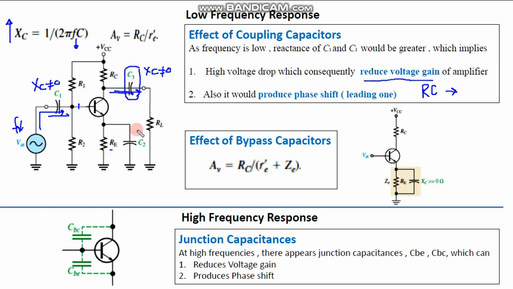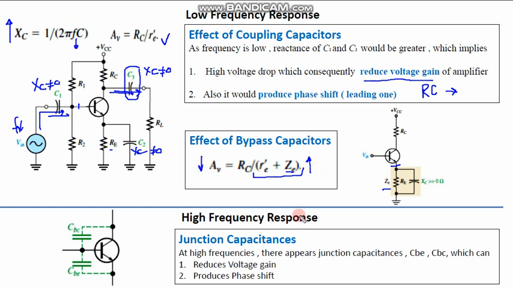When this becomes non-zero reactance, XC becomes non-zero, so what would happen is that the signal would get divided in the emitter over here. The signal would get divided through ZE and this RE. Now the gain, previously, had only RE prime in the denominator. Now over here the denominator is the addition of ZE. So when this term increases, it means the overall gain would decrease.